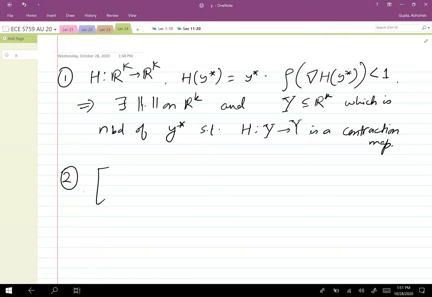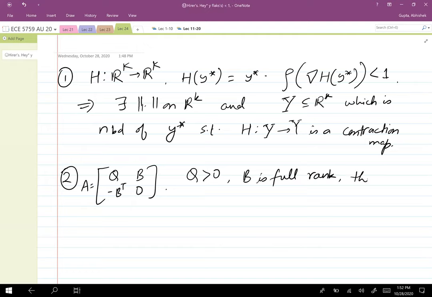And the second result was, I have a matrix Q and I have a matrix A, which is comprised of four submatrices, where Q is positive definite and B is full rank. Then the real part of the eigenvalues of A is strictly positive. Okay, so this was the result that I had mentioned without proof. The proof is there in the book, under one of the propositions. So you can take a look at it.